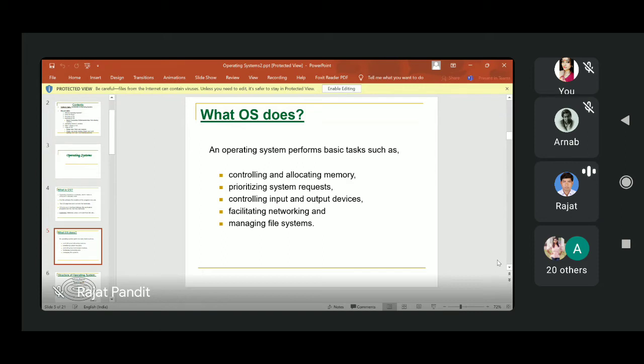Then facilitating the network. The network system will be controlled and facilitated by the operating system, and then managing the file system. We have a file management system in our system, with different files and folders. How can we organize them? How will we get back the information from that system? Everything is basically managing files, and everything is managed by the operating system.